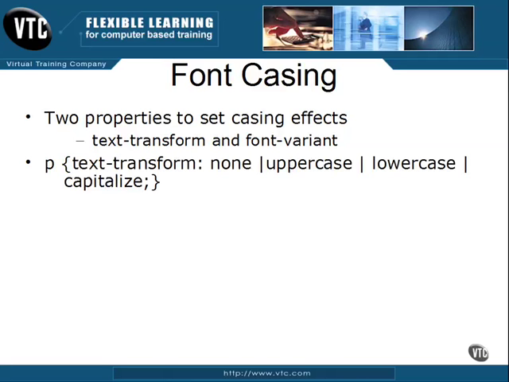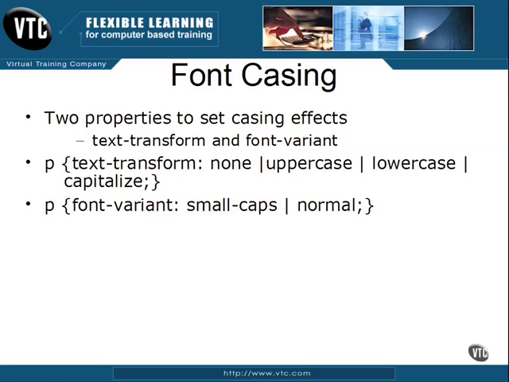So first we have our text transform property, and here are the options: none, uppercase, lowercase, and capitalize. So none is going to remove any inherited value it may have. Uppercase will make all of the letters inside of our selection turn to capital letters. The lowercase will make all letters lowercase, and then the capitalize will capitalize the first letter of each word in our selection. With the font variant, we have small caps or normal.